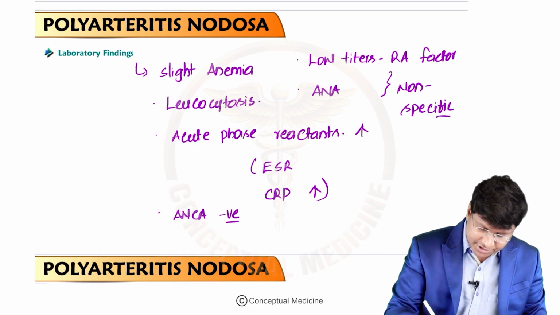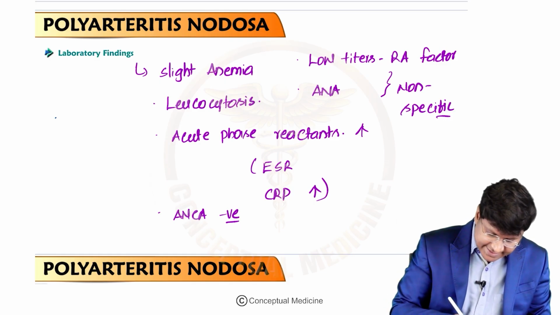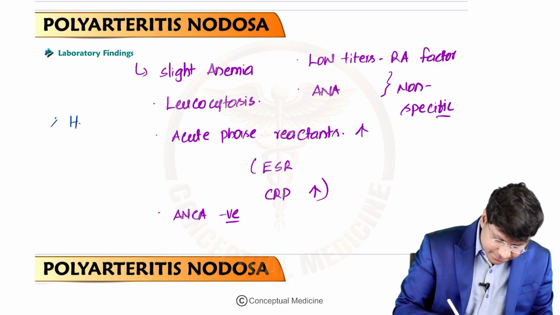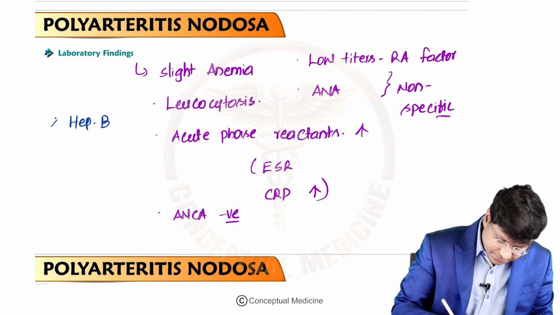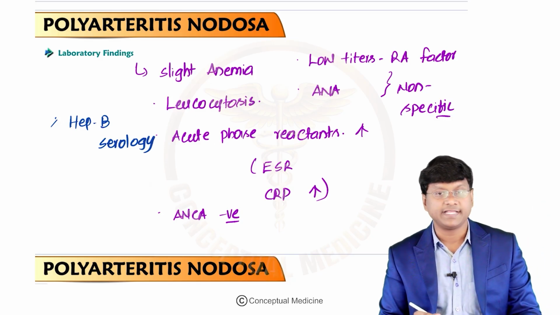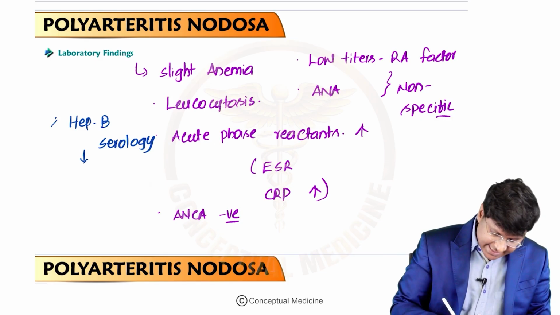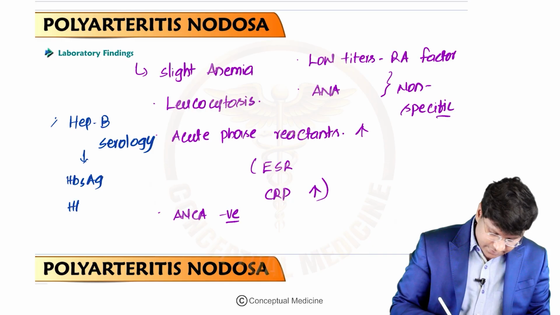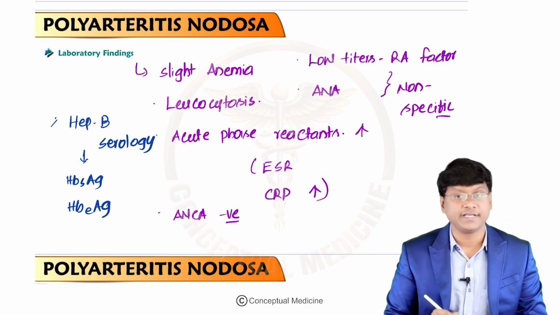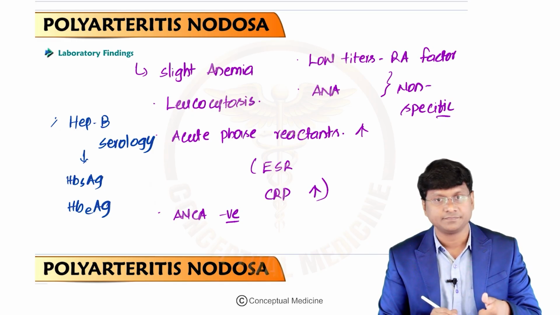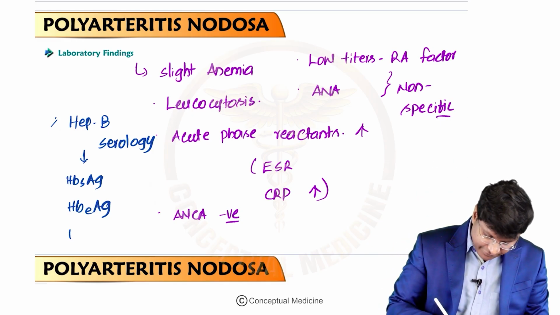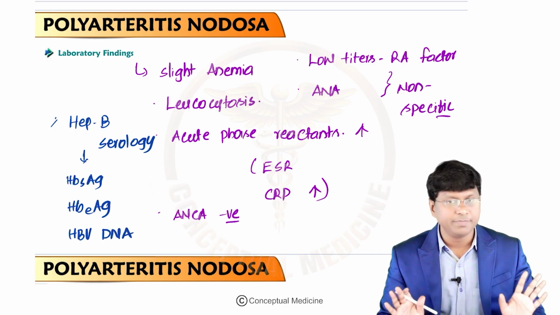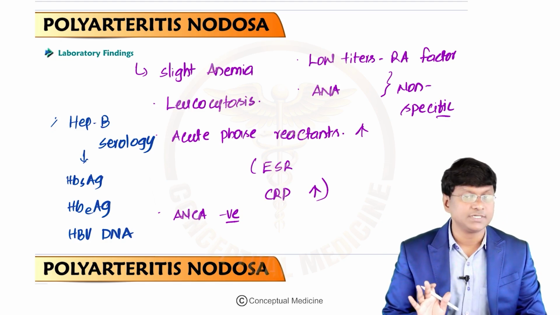And as I have already mentioned, you have to do the testing for hepatitis B serology. And what is that? As I have mentioned, surface antigen, then envelope antigen. Presence of the envelope antigen tells you about the infectivity, okay? And you have to do the HBV DNA levels. That will tell you about the viral load. This should be performed. So that is about the laboratory findings.